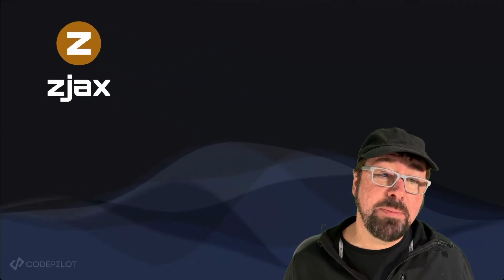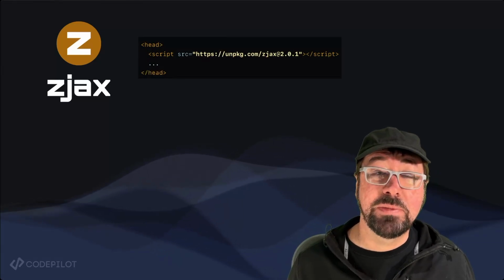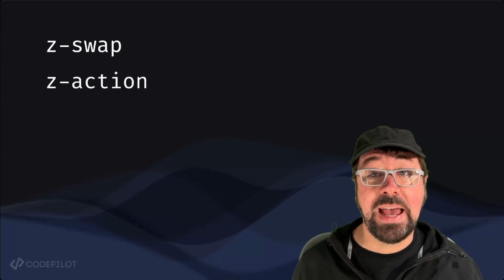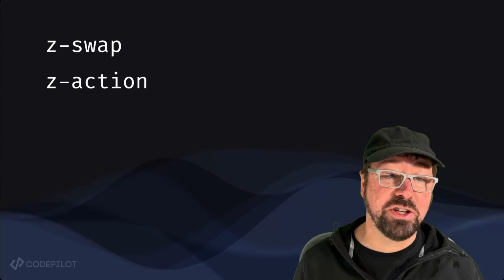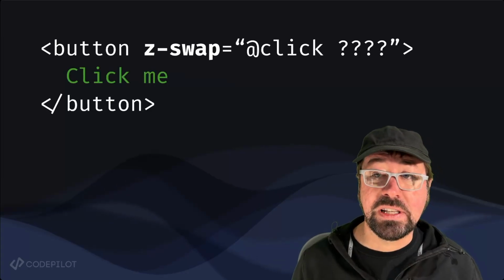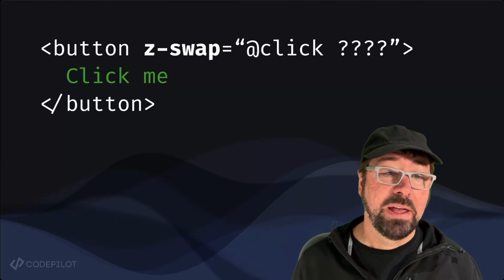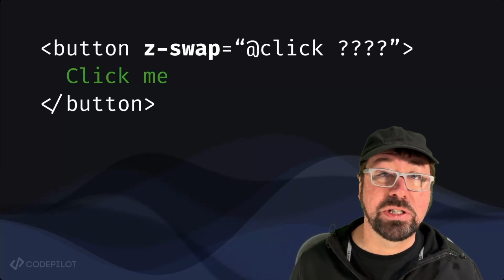So to install it, you simply put that script tag in your head to pull it in from the CDN. And it gives you a ZSwap attribute and a ZAction attribute. And that's all it does. It just gives you those two attributes. So here's what they look like. A ZSwap attribute, for example, if you added it to a button, you would just give it a value that includes the trigger event and then the handler. And we'll talk about what that handler looks like in a minute.